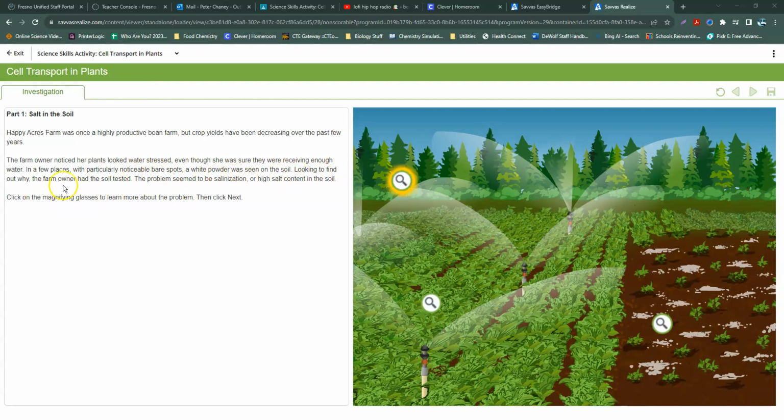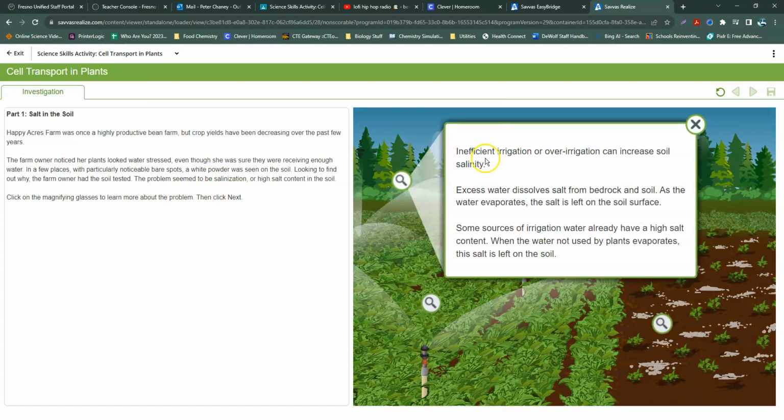Looking to find out why, the farm owner had the soil tested. The problem seemed to be salinization, or high salt content in the soil. So click on the magnifying glasses to learn more about the problem, then click Next. You'll need to click on these and read through them. So inefficient irrigation or over-irrigation can increase soil salinity. Excess water dissolves salt from bedrock in soil.